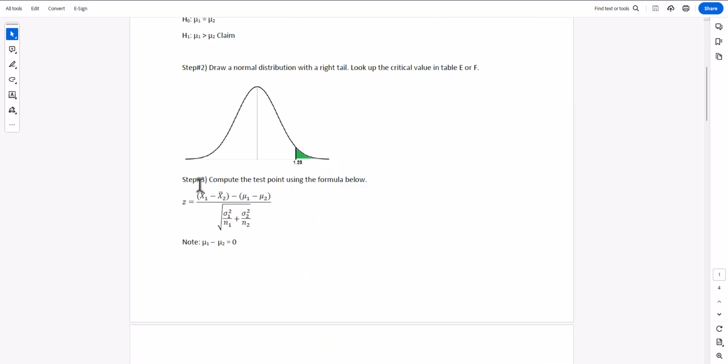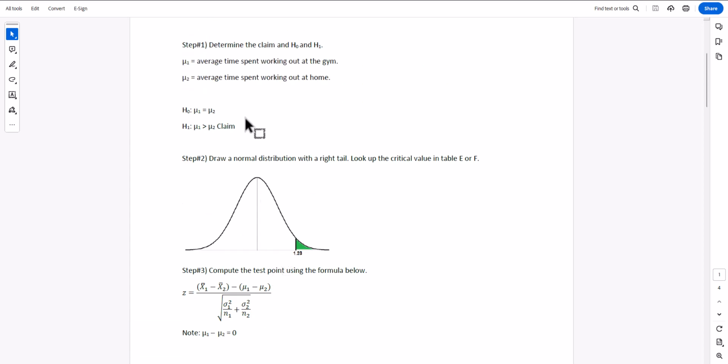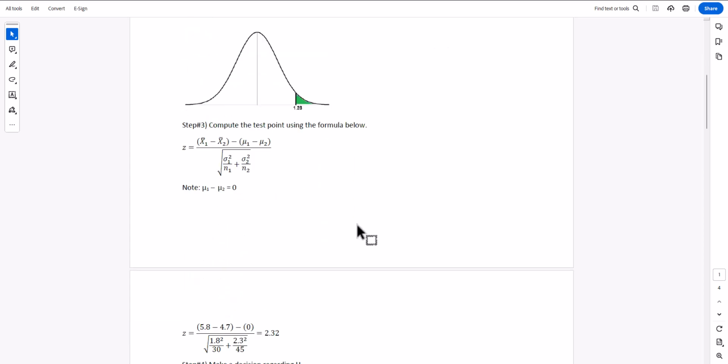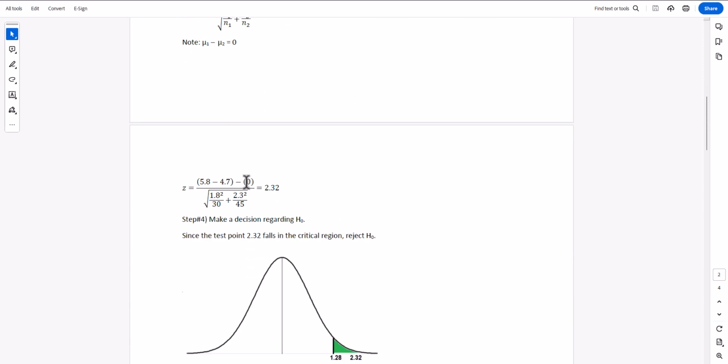The test point formula is this formula here. It's the difference in the sample means minus the difference in the population means divided by the square root of sigma 1 squared over n sub 1 plus sigma 2 squared over n sub 2. Keep in mind that mu sub 1 minus mu sub 2 is 0 because we're testing H naught. We assume that they are equal. We plug our information into the formula and calculate.